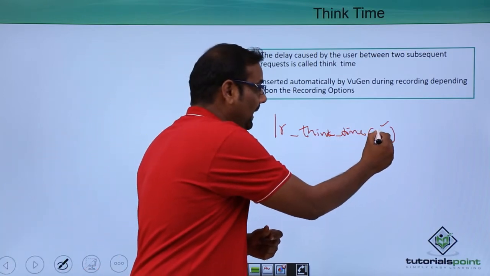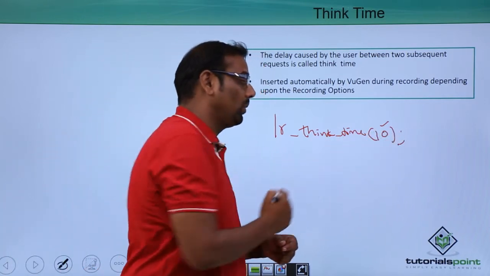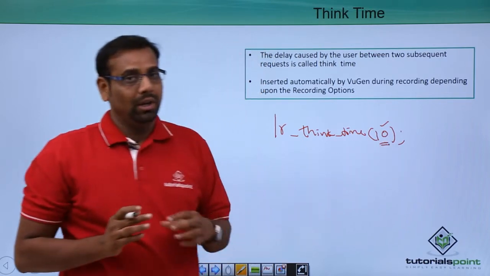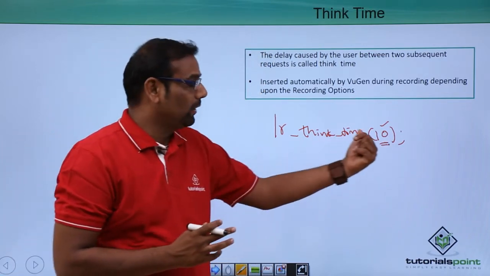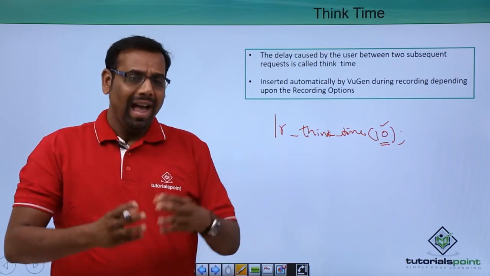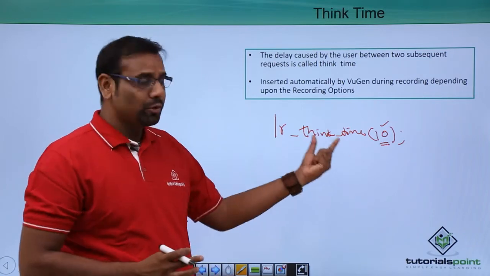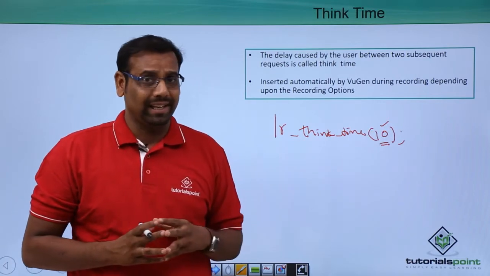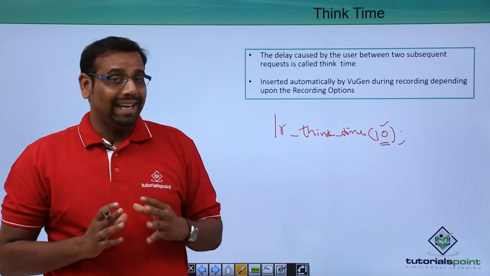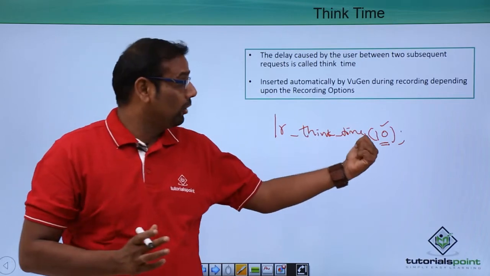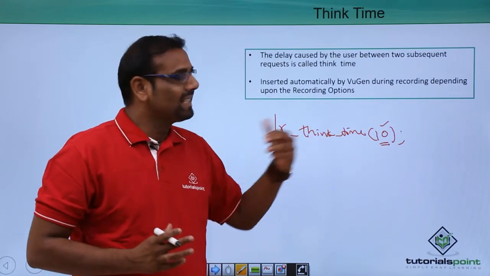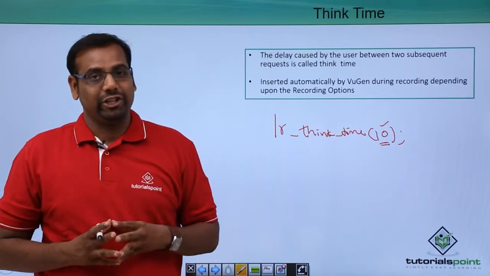Typically the industry standard is 10 seconds. The value that you put over here is in seconds, so you can put 10 seconds. And while recording, let's say this piece of code is already added, but the time may not be 10 seconds. In case something else is getting recorded, you can change it to 10 seconds. The 10 seconds is the industry standard.